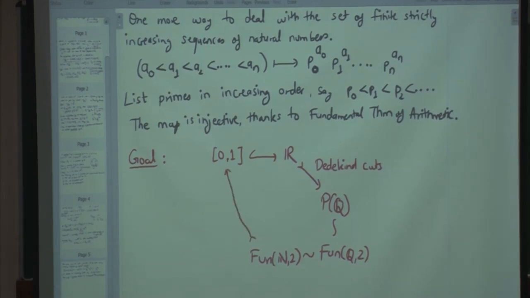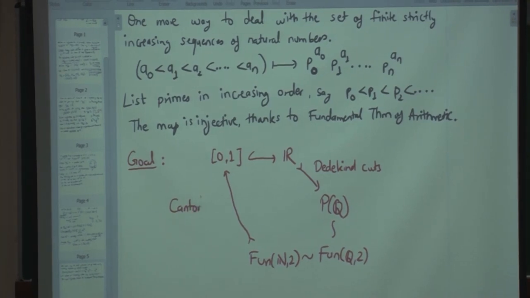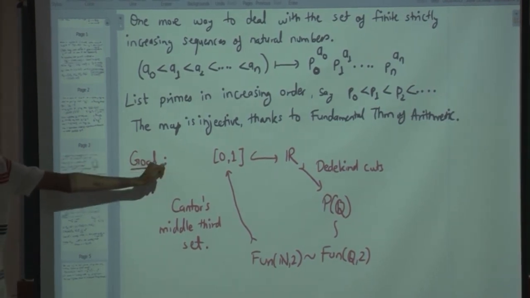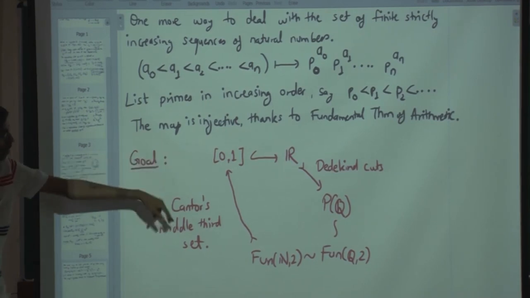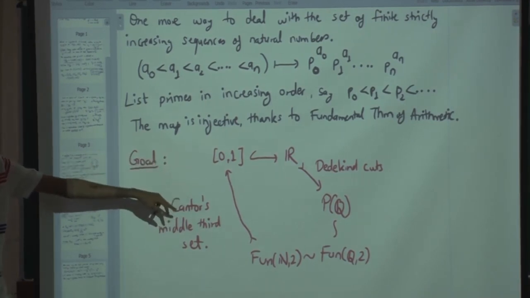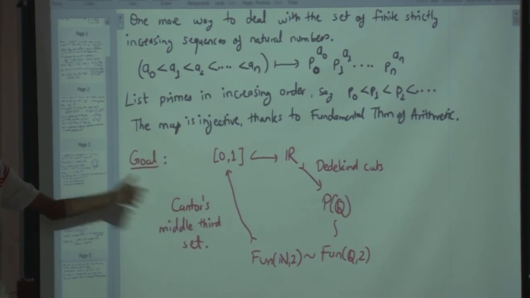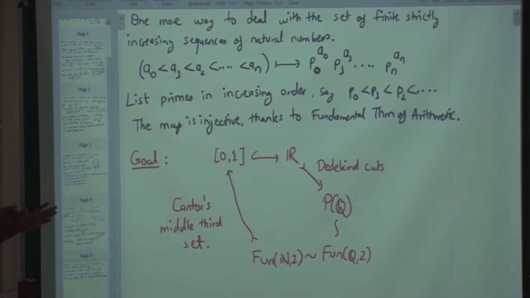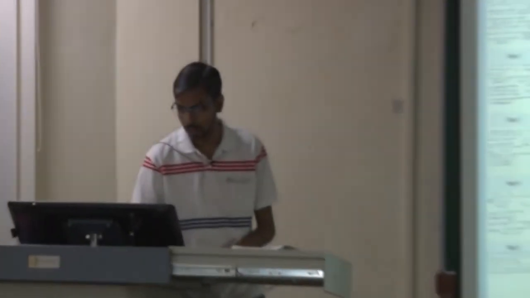So finally, from here to here, we will define an embedding using Cantor's middle third set. So now look at this particular circle. Everything is an inclusion or embedding or bijection. Therefore, by CSB theorem, all of them have the same size. All of them have the same cardinality. They are equinumerous, right? So these are the two topics for next lecture: Dedekind cuts and Cantor's middle third set.